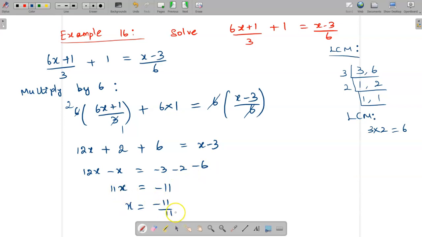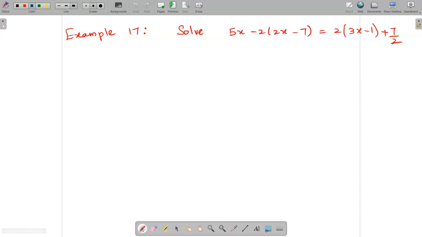When this 11 goes to the right hand side it will go to the denominator. So 11 ones are 11, 11 ones are 11. So 1 by 1 is 1, and I have the minus, so minus 1. So the solution for this problem is x equal to minus 1. So as a simple step, take the LCM of the denominator terms available, multiply the whole equation by 6, and then simplify your equation. And similarly we can solve the next example.